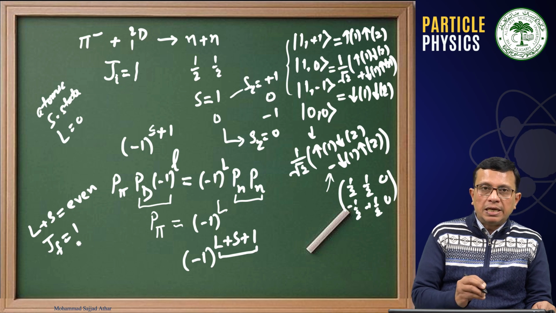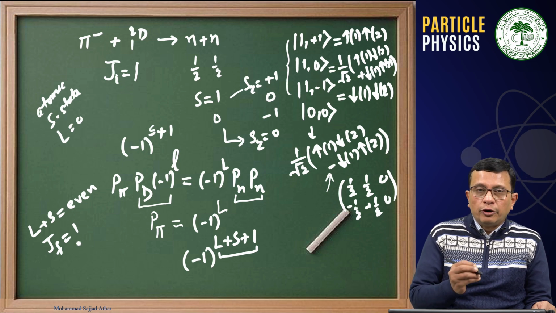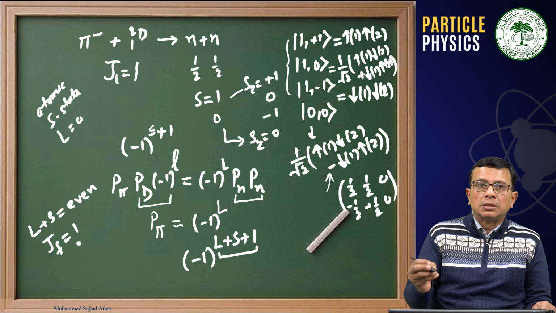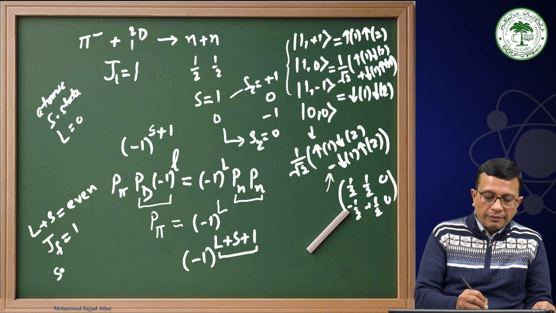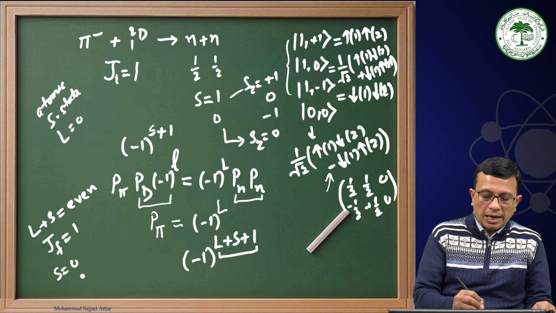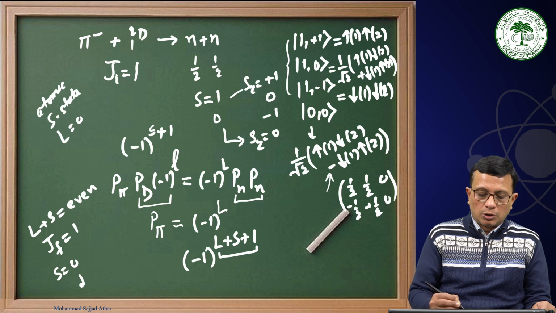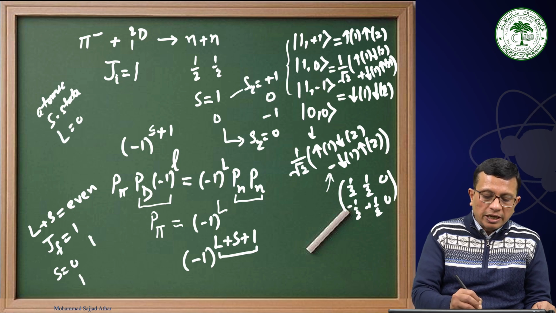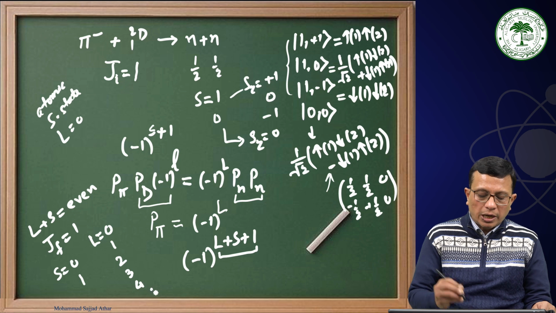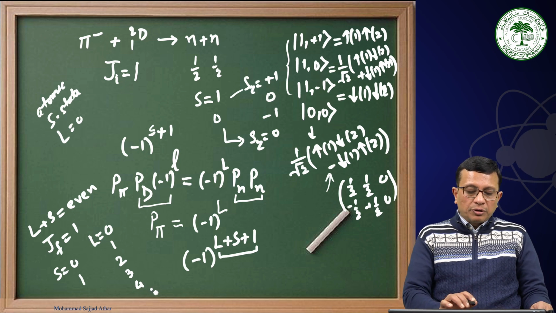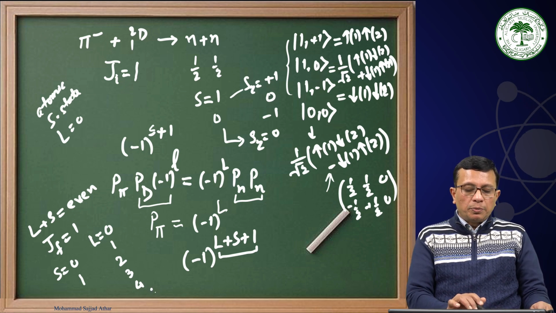Now we have to see what would be the possible values of L. We talked about this: since we have only two choices for S, either S equal to 0 or S equal to 1, we took the different possible values of L. L equal to 0, L equal to 1, L equal to 2, L equal to 3, L equal to 4 and so on. What we have to see is that L plus S should be even and Jf should be equal to 1.